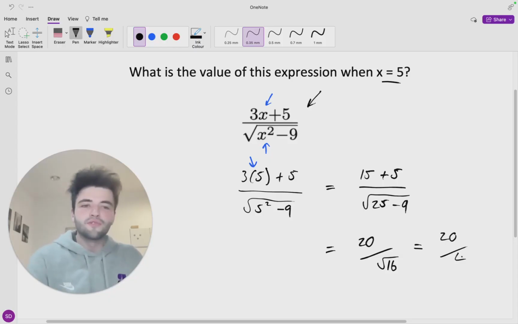And so by simply leaving our 4 on the bottom, we have 20 divided by 4, and that is going to be 5, because 20 divided by 4 is 5, and so that is going to be it for this question.